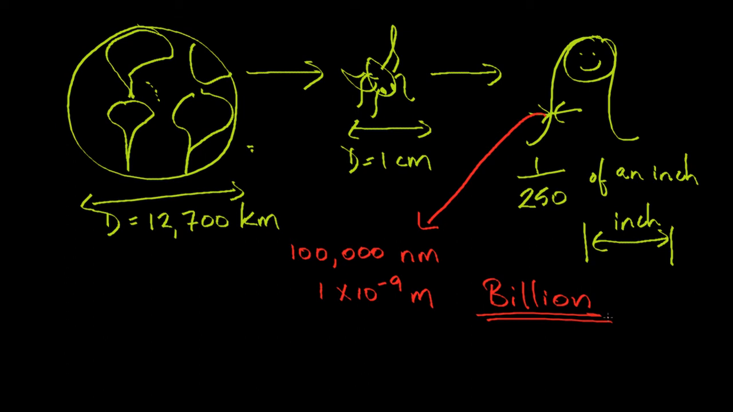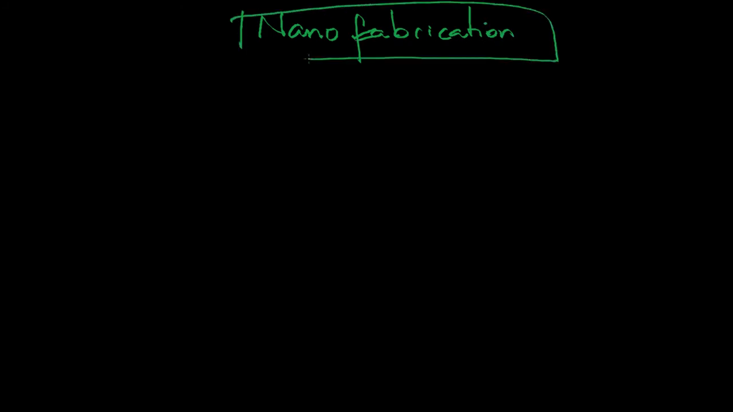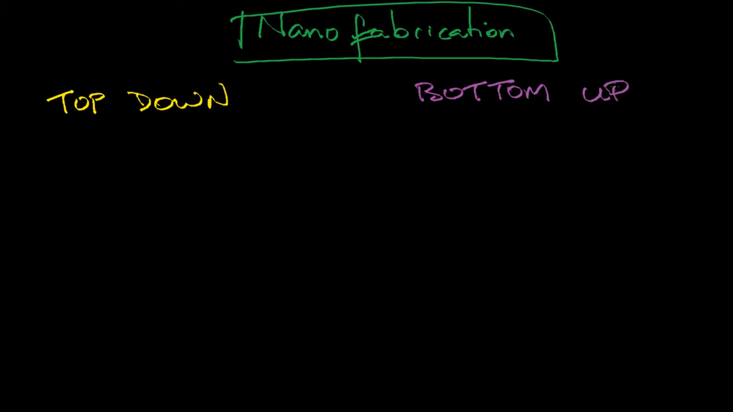So how do scientists build technologies at that really small scale? So, nanofabrication. Well, there are two main approaches. The first one is the top-down approach. And the second one is the bottom-up approach. Now, these two methods both achieve fabrication at the nanoscale.